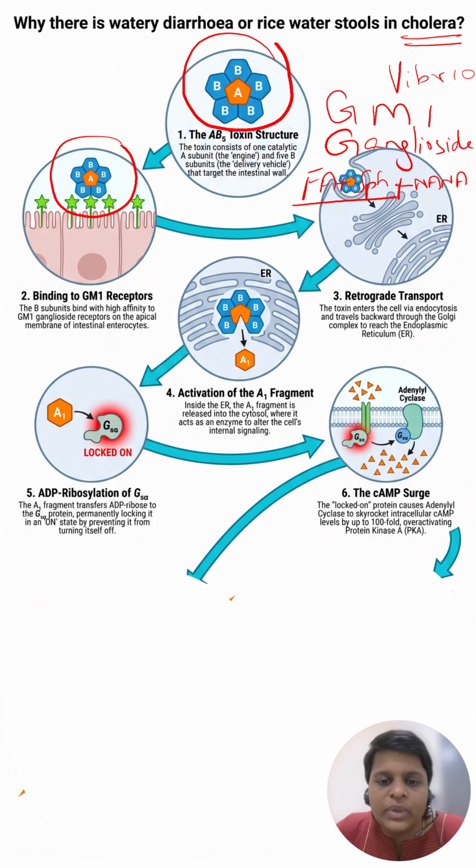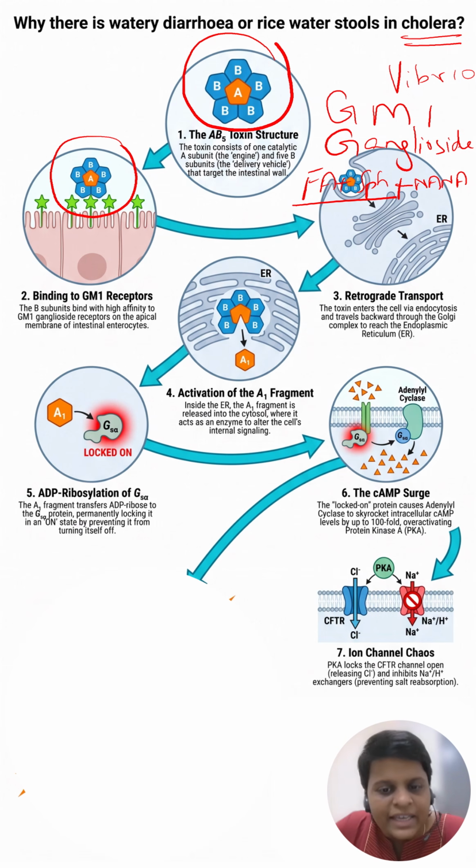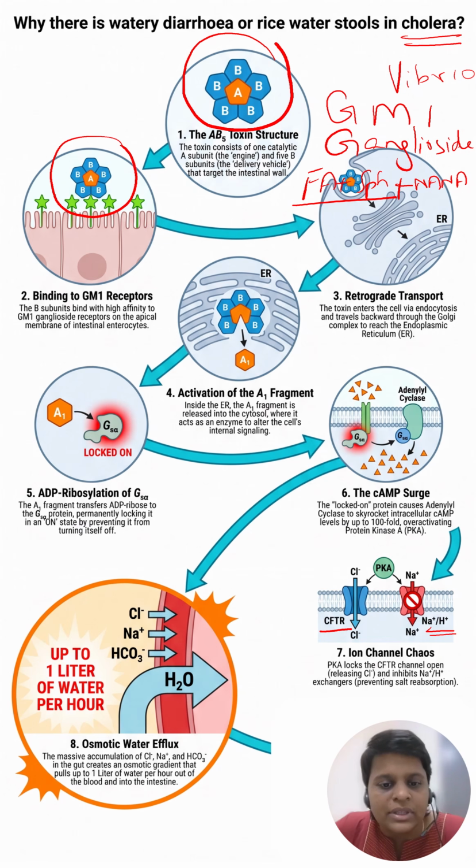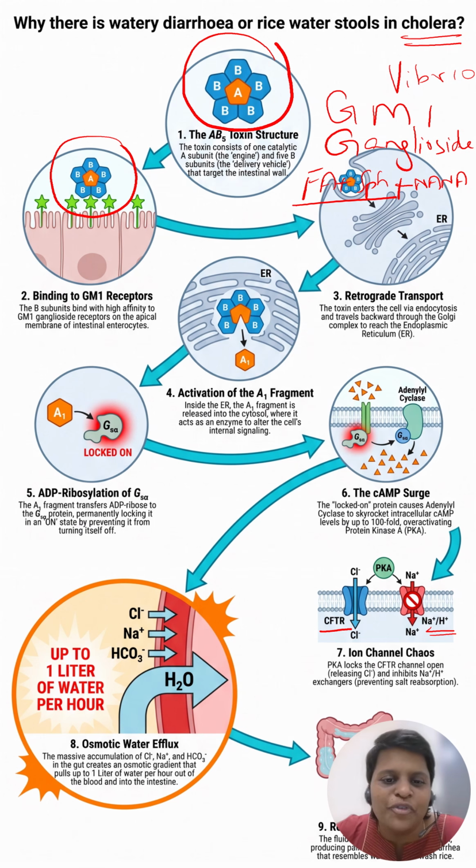Cyclic AMP levels will activate your protein kinase A. This will lead to a lot of chaos in most important ion channels, especially your CFTR, cystic fibrosis transmembrane regulator, which is a chloride channel, and NHE transporter, which is sodium hydrogen exchanger transporter. So once there is a chaos in this, there is a lot of accumulation of chloride, sodium and bicarbonate ions. This accumulation will draw a lot of water along with it because of the osmotic gradient, and that is the reason for the development of rice water stools in cholera.